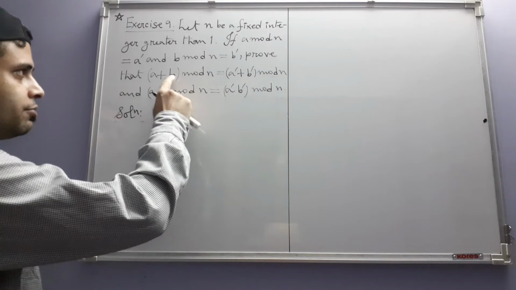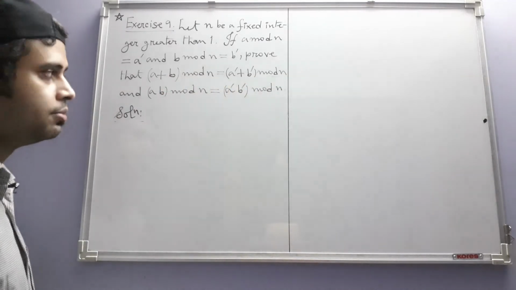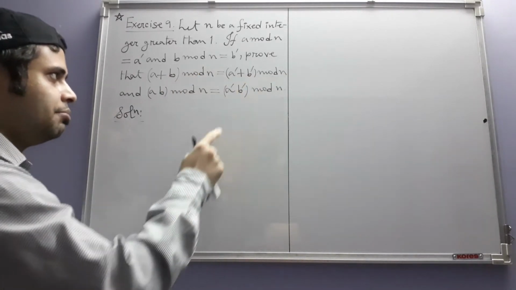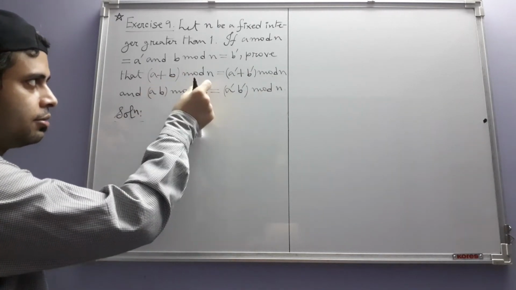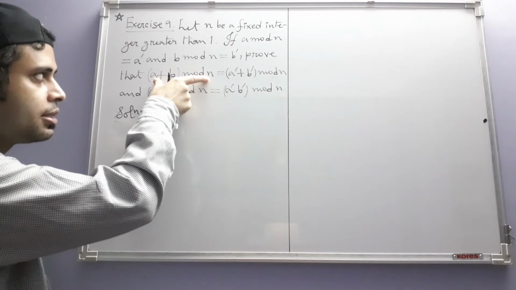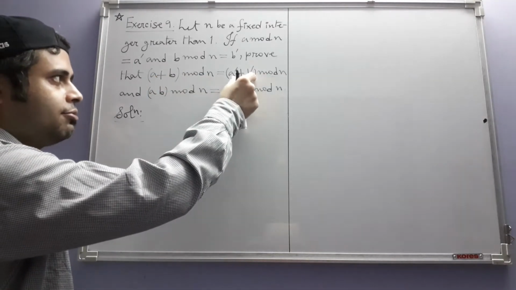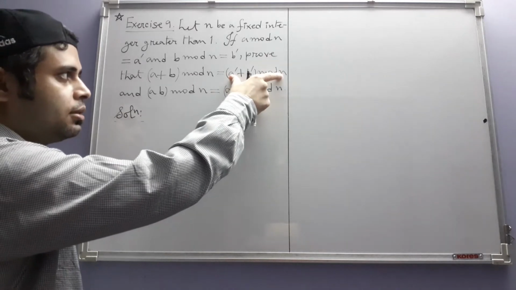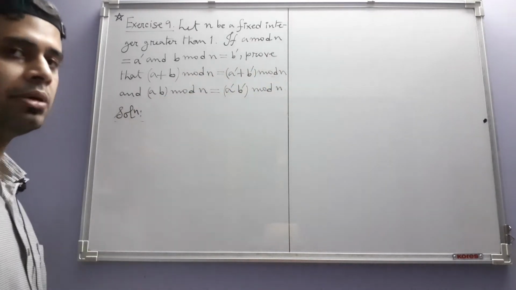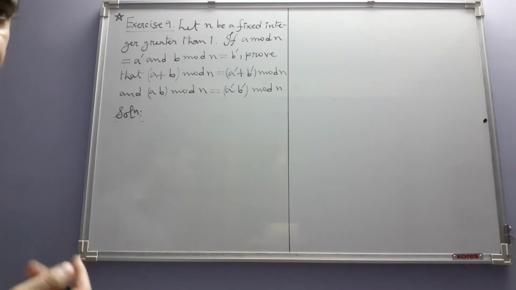We then have to prove that these two equations are true. What this really means literally is that if we divide a plus b by n, we will get some remainder. This is that remainder. And if we divide a prime plus b prime by n, this is the remainder that we will get. That these two remainders are equal. We have to show that.